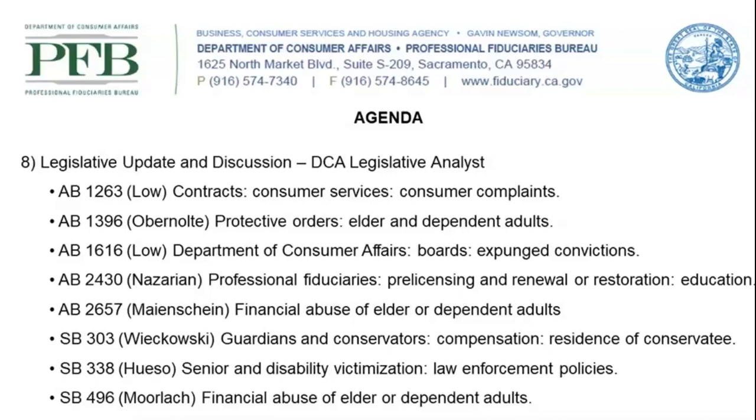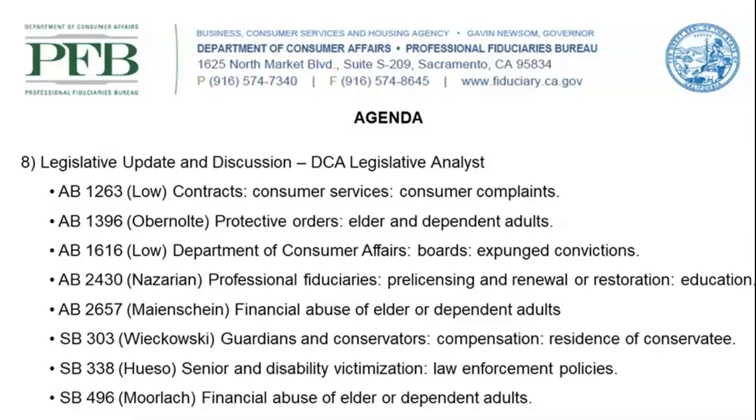SB 303 by Senator Wieckowski. This bill imposes a higher standard for the sale of a conservatee's personal residence and limits the amount of compensation that may be paid to a guardian, conservator, or attorney from a ward or conservatee's government benefits. This bill was chaptered October 2019.